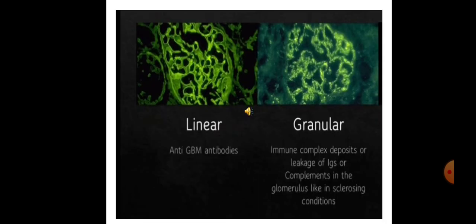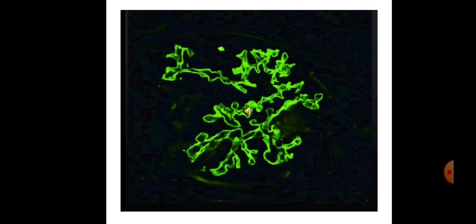on both sides. So this is a picture showing linear and granular immunofluorescence, where linear immunofluorescence shows continuous ribbon-like deposits along the capillary loops, and granular immunofluorescence shows discontinuous, irregular, coarse deposits, which are also seen on the capillary loops. So this is the detailed explanation about linear immunofluorescence, where ribbon-like continuous deposits are seen along the capillary loops, which is most commonly seen in Goodpasture syndrome.